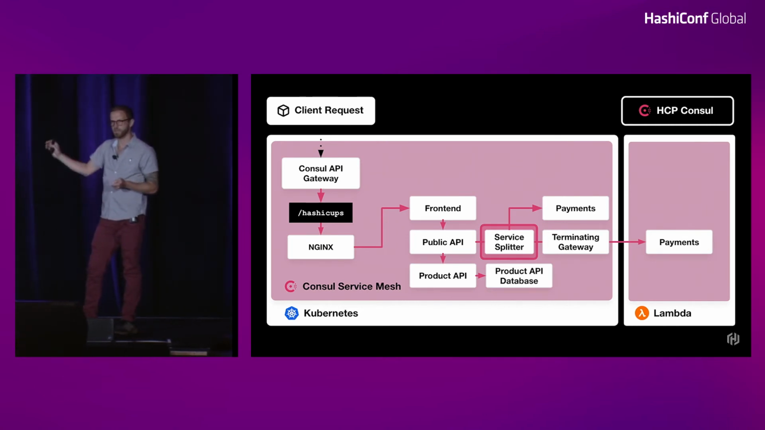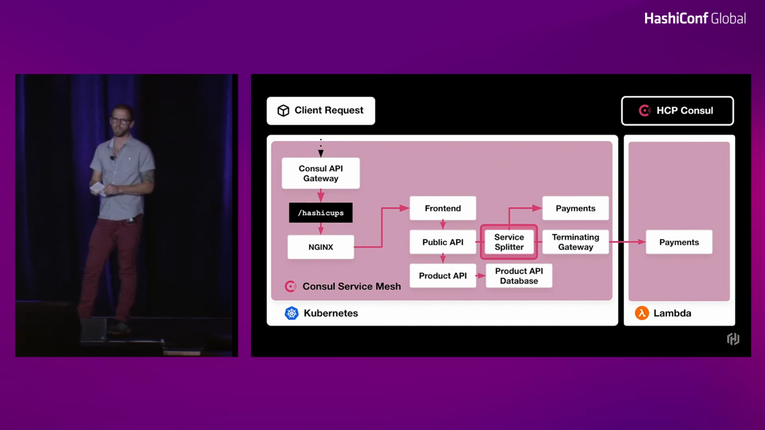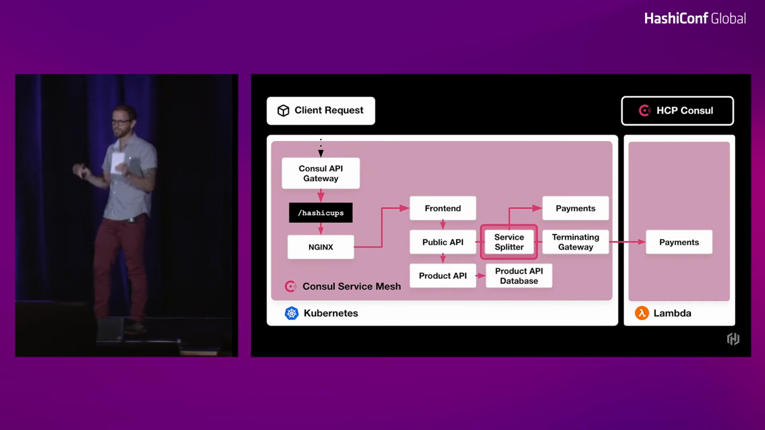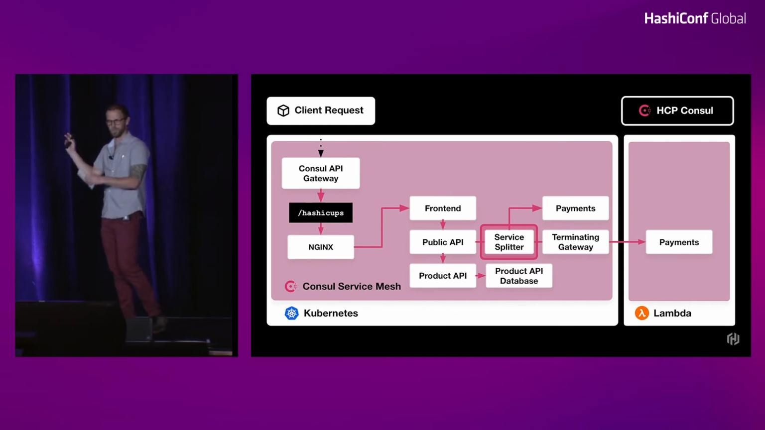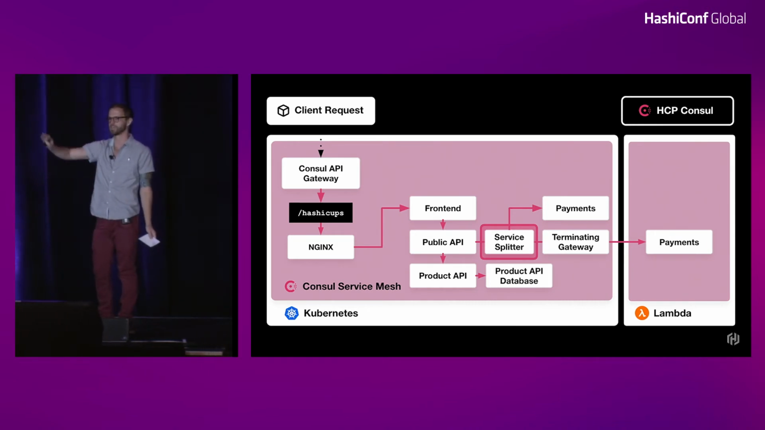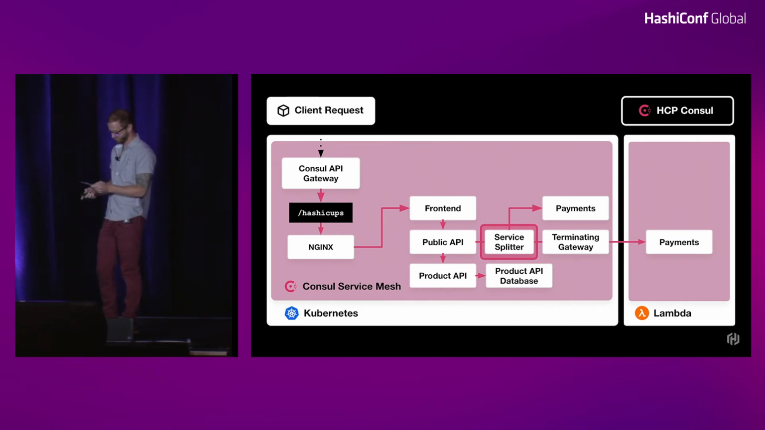And so with a service splitter, you can choose the ratio there. It can be 75, 25, 50, 50. It doesn't matter what ratio, but for this case, we want to show you 100% of traffic. So we're going to turn on the pipe 100% and send all that traffic over to the Lambda-based workload.